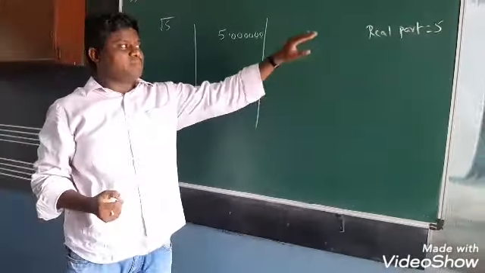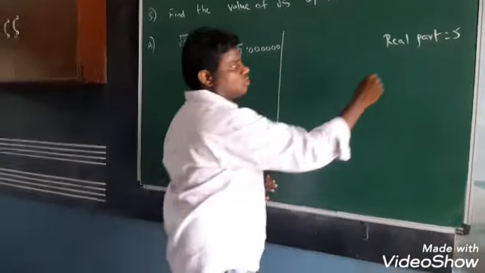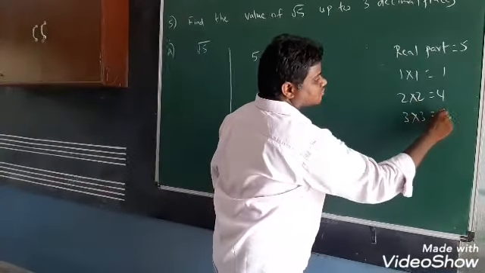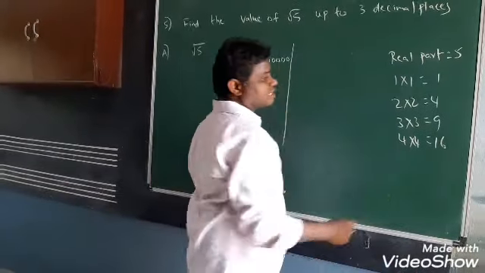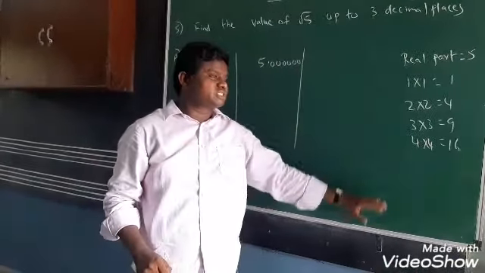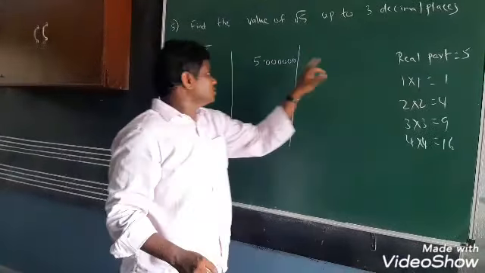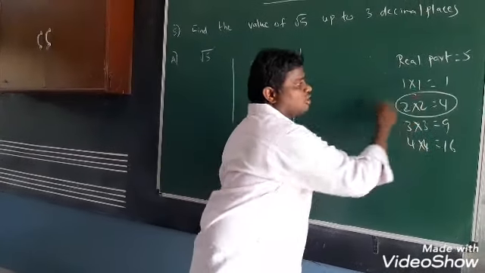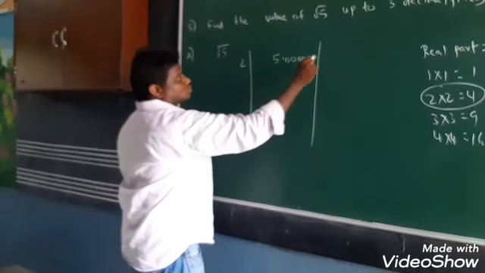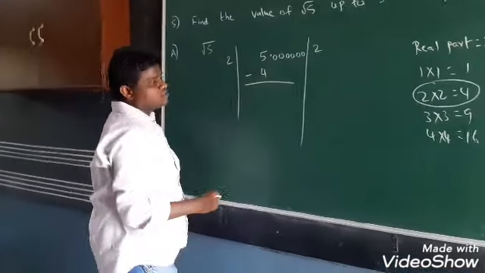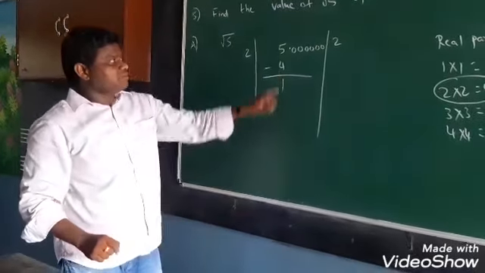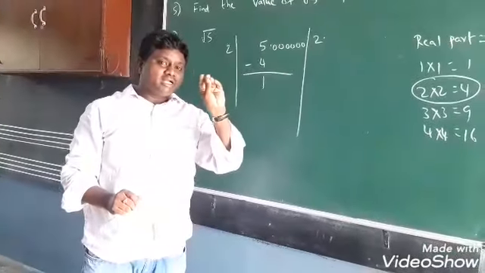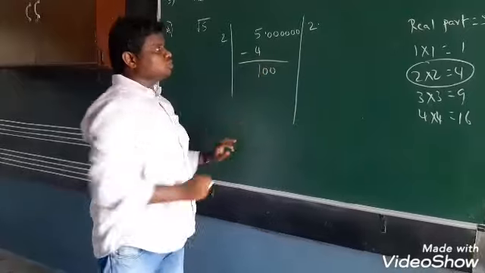First you have to check the perfect squares. You already know 1 into 1 equals 1, 2 into 2 equals 4, 3 into 3 equals 9, 4 into 4 equals 16, like that. 1 into 1 is smaller, 2 into 2 is 4, 3 into 3 is 9 becomes bigger. So you have to keep 2, since 2 into 2 equals 4. That is 5 minus 4, 1. After that you have the decimal point, so you have to keep the decimal point. In this method, you have to bring 2 zeros.